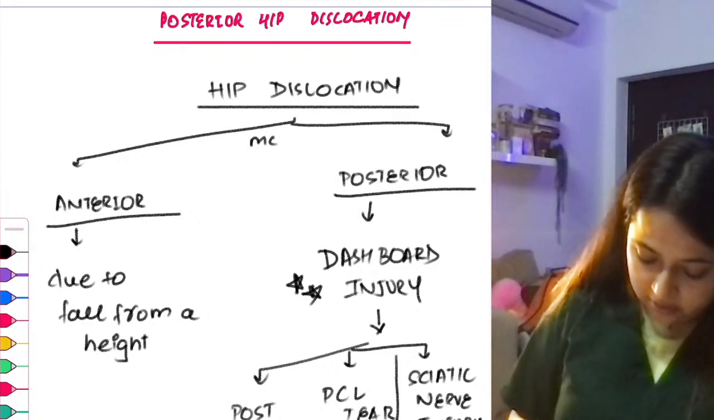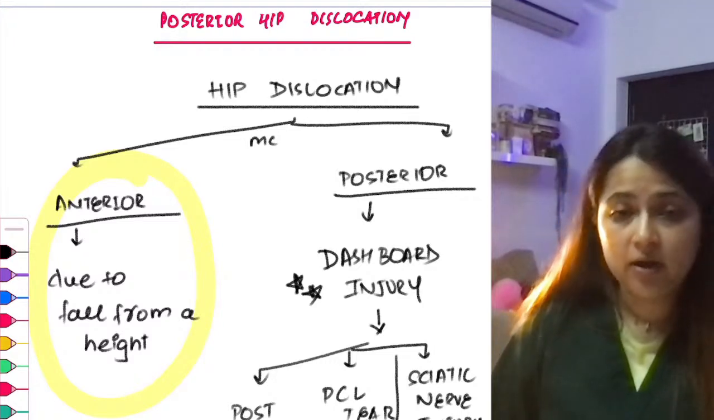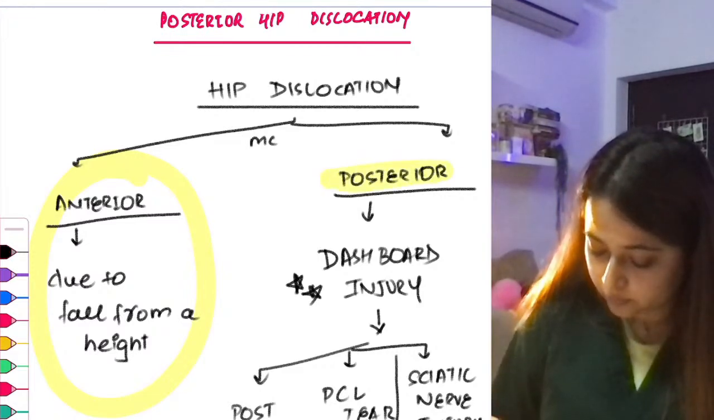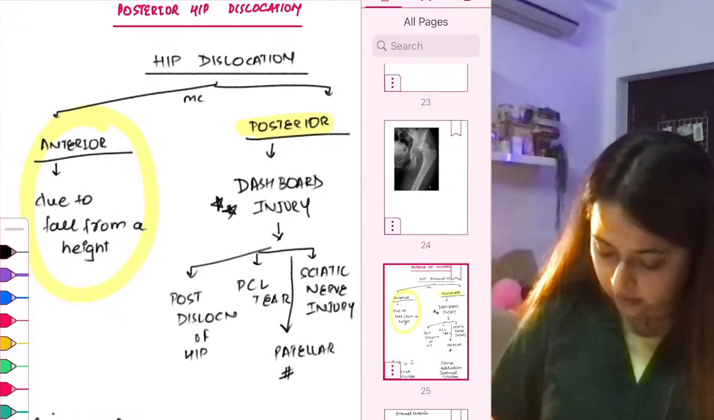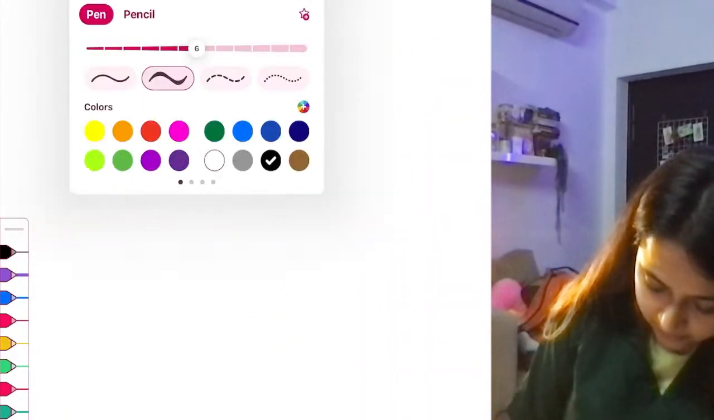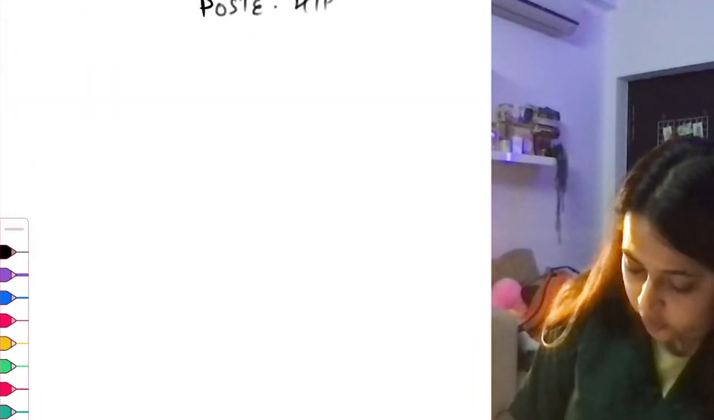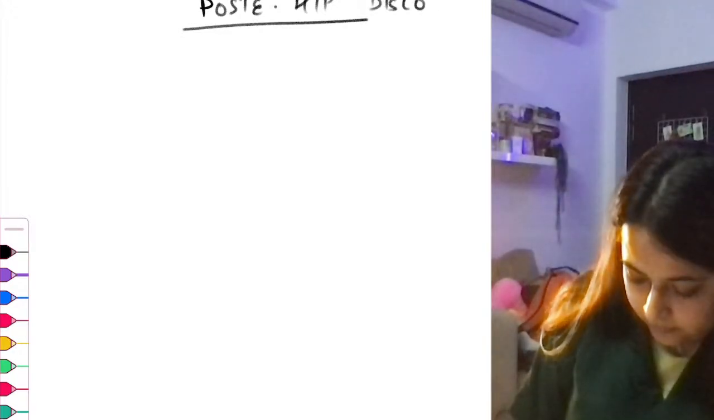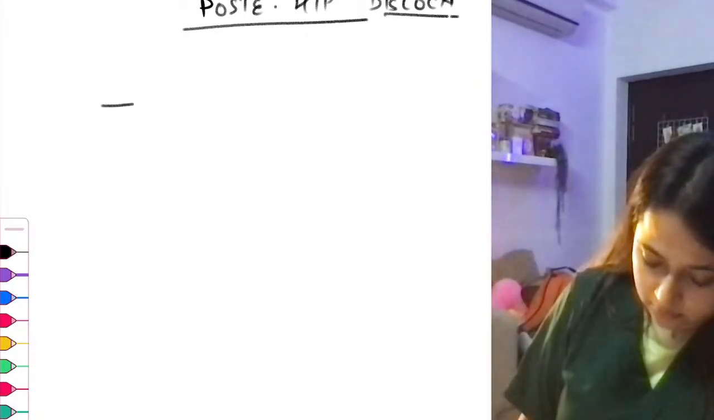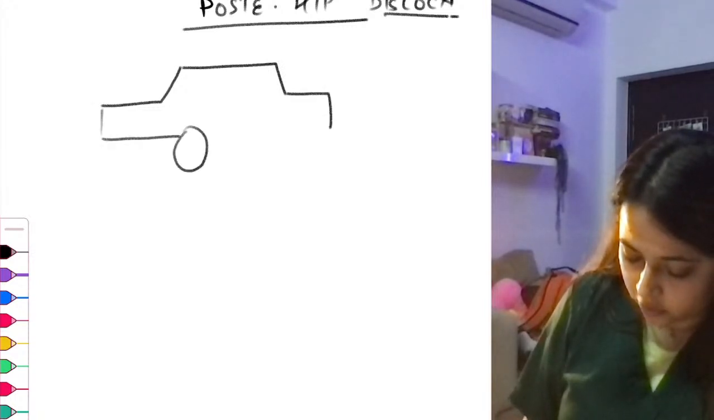Now, what could be the reason for anterior hip dislocation? Fall from a height. But what's more high yield for us is the reason for the posterior hip dislocation. Okay. So, what is the reason for posterior hip dislocation? Anyone? Posterior hip dislocation, what could be the etiology?